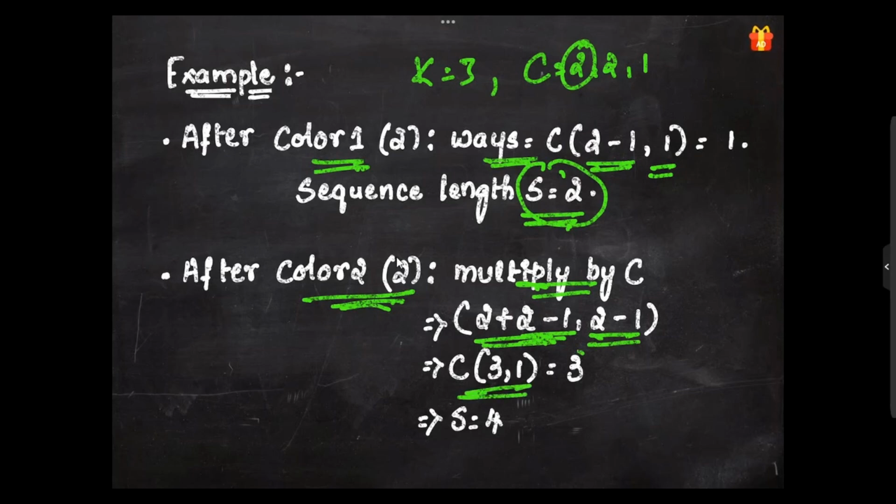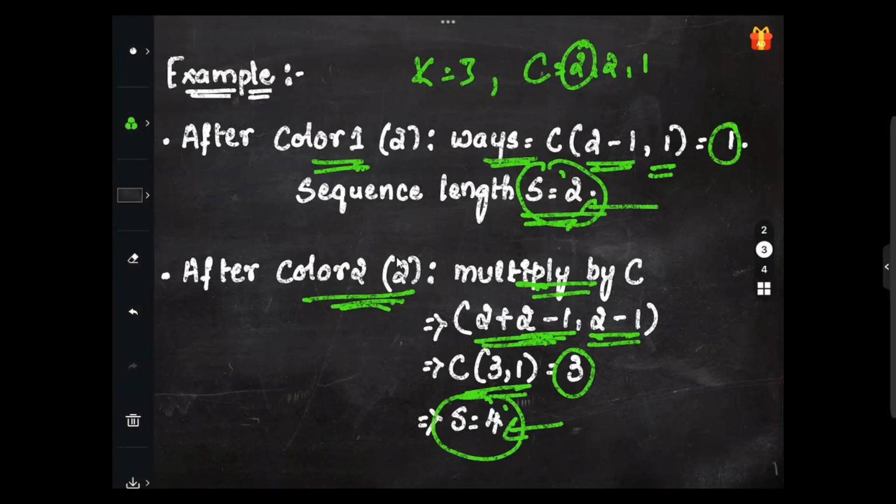C of 3 comma 1. So this will be 3, right? So sequence will be 4. Quite obviously, one extra sequence will be 4, as we are starting from the 0. Sequence will be 4 here in this case. This one, sequence will be 2 because we got 1 here. Here sequence will be 4 quite obviously, right?